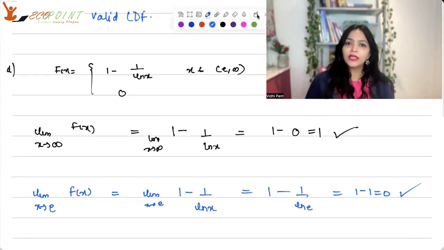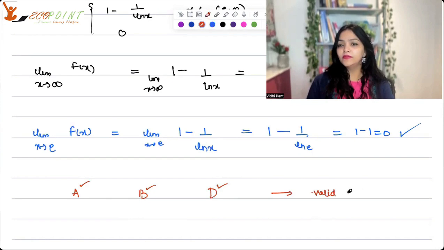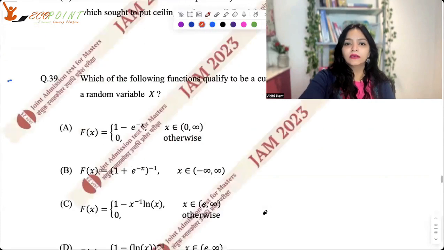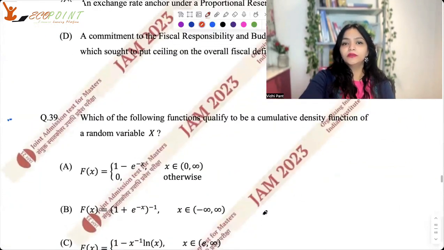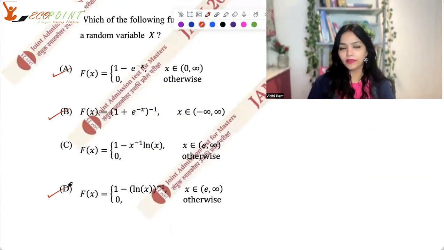In the whole analysis, what have we figured out? We have figured out कि A में कोई प्रॉब्लम नहीं था, B में कोई प्रॉब्लम नहीं था, D में कोई प्रॉब्लम नहीं है. These are all valid CDFs. But C is not. The question was asking us which of the following qualify to be? So it's a multiple select question. A qualifies, B qualifies, D qualifies, C will not qualify. Okay.